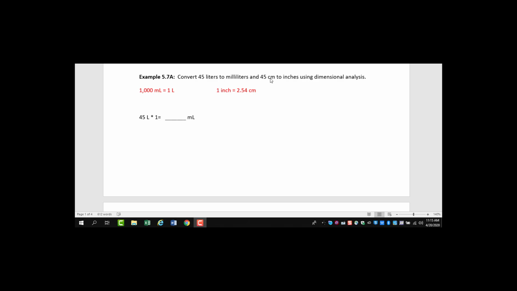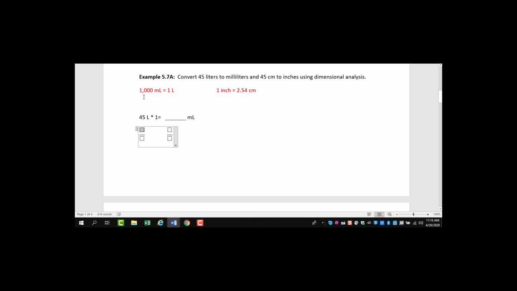And then we're going to convert 45 centimeters to inches, and there's the conversion factor there. So let's start over here. We're taking 45 liters, and basically we're multiplying it by 1, and all we're going to do is make a conversion. If this is the conversion, I can have it one of two ways. I'm going to pause this. I'm going to write this as a fraction in two different ways. Think about how I'm going to do that.